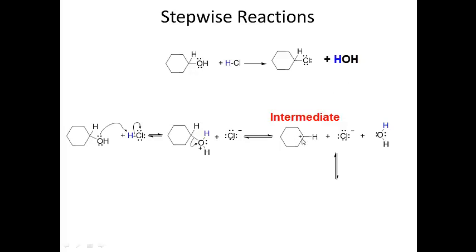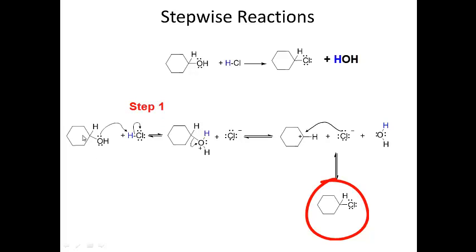We have a carbocation here, plus the water that left from here, and chlorine is still here because this is what has to react with carbon in order to get the product. So the next step is for chlorine to attack the carbon, and then we have the product shown here. To go from here to here, that's one step. To go from here to here, that's a second step. And then to go from here to the product is a third step.